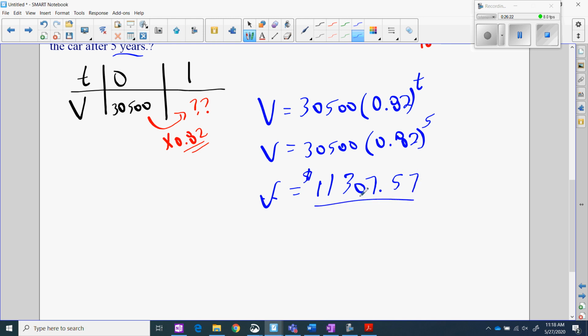So always look at your answer. Does that make sense? It started out at 30,500. 5 years later, now it's worth this much. Yeah, that seems somewhat reasonable. If this number turned out to be more than this number, that's not reasonable. Something's wrong. Your car isn't going to increase in value as it gets older, unless you keep it long enough to become an antique or something like that. Okay, so that's another situation where we involve percentages.